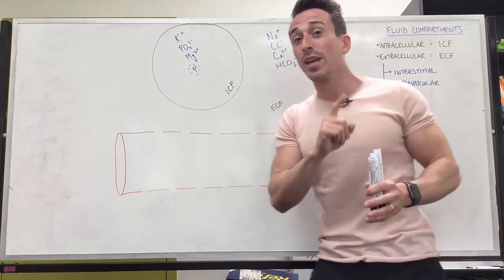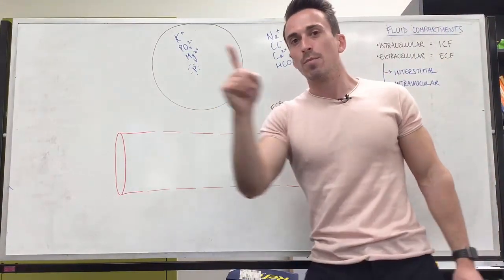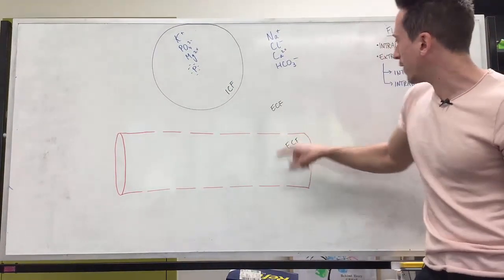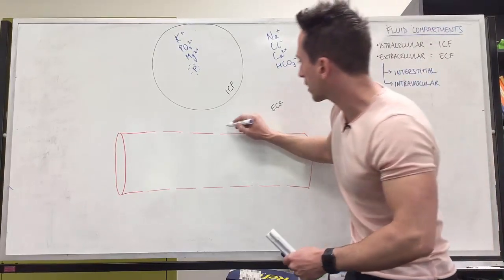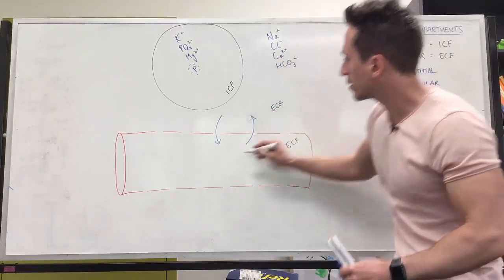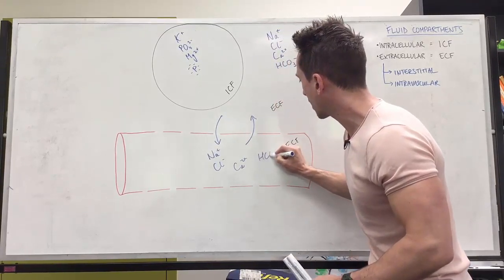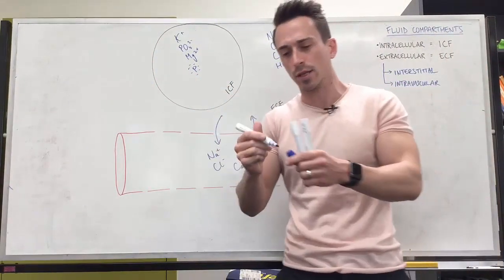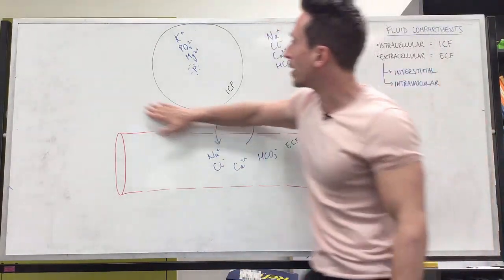Now, the other important point is all the ions that sit outside the cell in the interstitium, the extracellular fluid, because extracellular fluid is both the interstitium and intravascular, that means everything here is exchangeable with everything here. So things can go back and forth. They are exchangeable. So that means sodium, chloride, calcium, and bicarbonate are in the same concentrations inside your bloodstream as they are floating around outside your cells. So if you get something injected into your bloodstream, it will then jump out of the bloodstream and float around outside your cells.